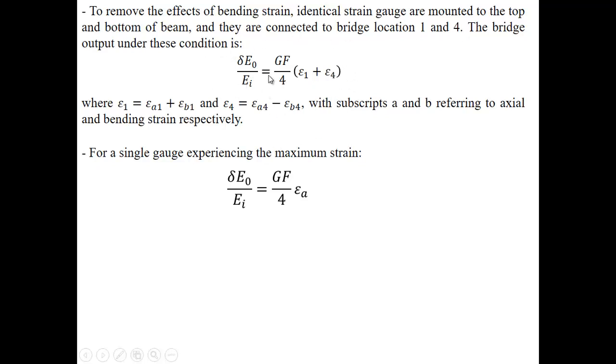This is the general form for that, where strain 1 is equal to axial strain at 1 plus bending strain at 1, and strain 4 is equal to axial strain at 4 minus the bending strain at 4. We subscript A and B referring to axial and bending strain respectively. Sorry, the B is not lateral, it is bending. This is the axial and this is the bending strain respectively. For a single gauge experiencing the maximum strain, you will get the relation for the single gauge with the maximum strain.